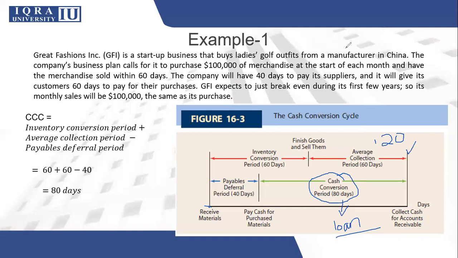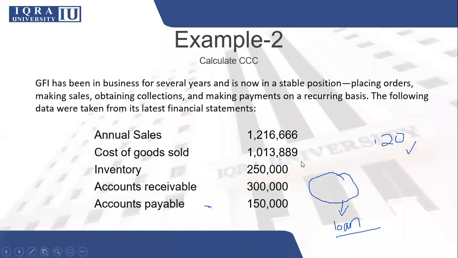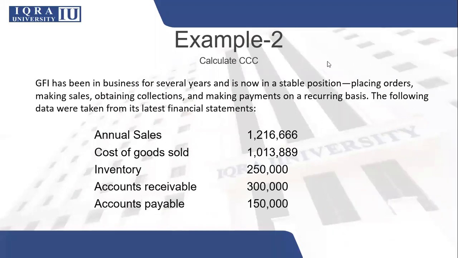Now moving ahead, let's do another example. First, let me erase whatever I have written. So clear all drawings. Now this is another question. GFI has been in business for several years and is now in a stable position, placing orders, making sales, obtaining collections, and making payments on a recurring basis. The following data were taken from its latest financial statement. So this is the data, and you're supposed to calculate the cash conversion cycle.